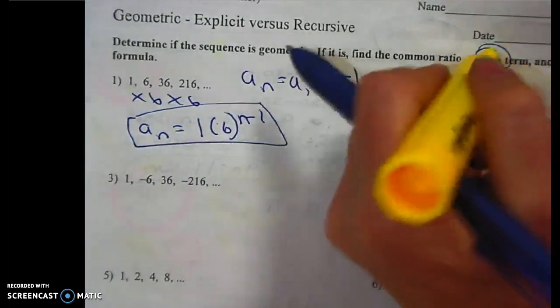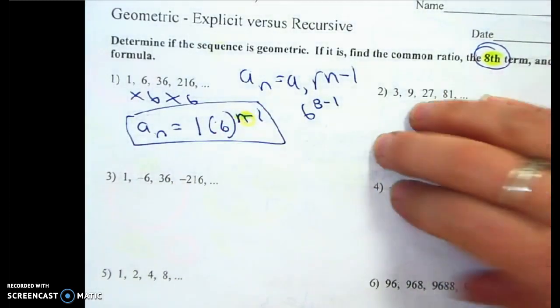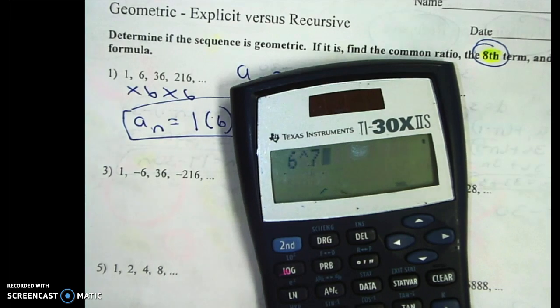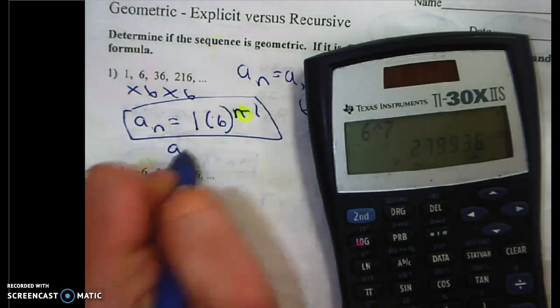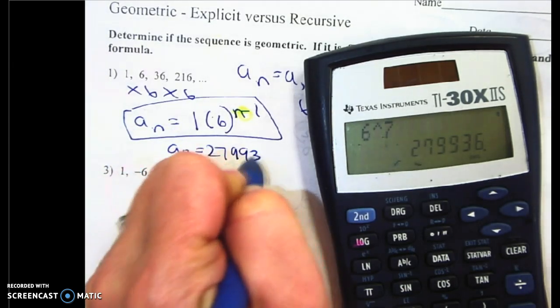Now I'm going to take the 8, plug it in. So I'm going to go 6 to the 8 minus 1, and I'm not going to pretend I'm that cool. And I'm going to go 6 to the 7th power. So the 8th term of this geometric sequence is 279,936.